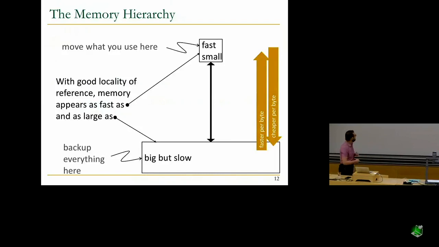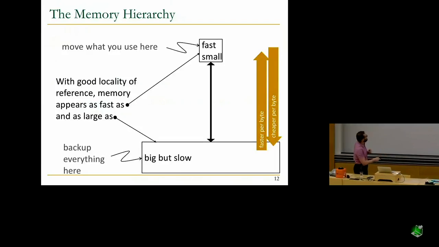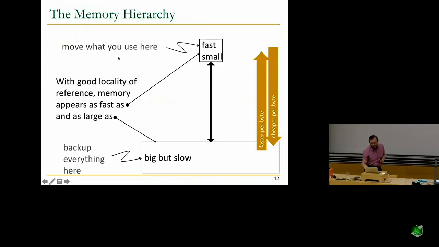And this is one example. Basically, you have fast but small, big or large but slow. Ideally you want your data request to be satisfied from here. Assume that the processor is sitting somewhere over here. So you want to move what you use or what you need over here, and you want to back up what you don't use in this big but slow memory. And if you have good locality of reference, which we will talk about, this memory that is hierarchical appears as fast as this one and as large as this one. That's the idea, basically. You want to give the illusion that your memory is as fast as a small memory, but as large as this large memory.